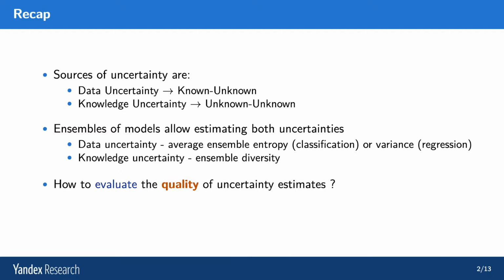We learned that we can use ensembles of models to estimate both uncertainties. Data uncertainty can be estimated as the average entropy of the ensemble or the average variance of an ensemble of regression models. Knowledge uncertainty can be estimated via measures of ensemble diversity. Now, in this video, we ask the question of how to evaluate the quality of uncertainty estimates once we've obtained them.